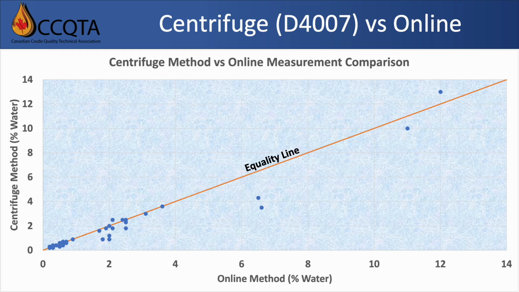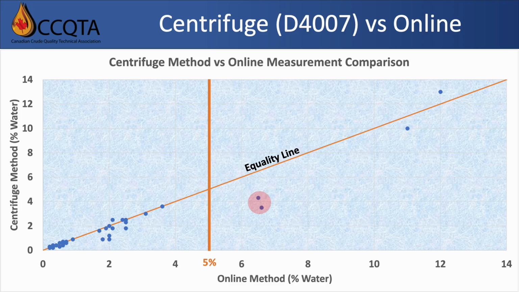You can see many of the results are below the equality line. These two stand out because they're the furthest from the line. In this case, the online method reports results around 6.5%, while the results by the centrifuge are around 4%. This shows a clear discrepancy between the two methods. When I look at this data overall, there are very few points above the line, implying the online method typically reports similar or higher results than the D4007 method. Of note, the cut point between the two detection methods is 5%.